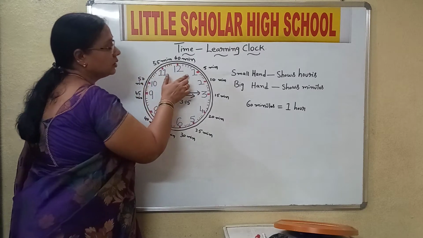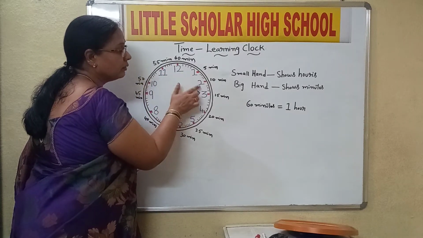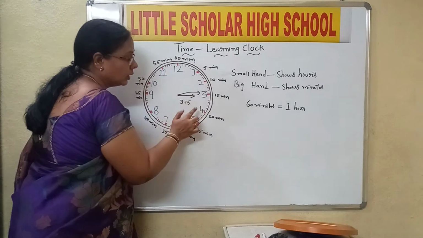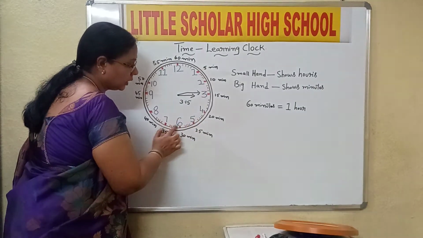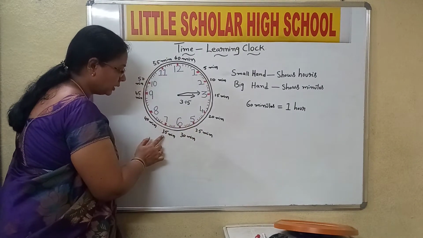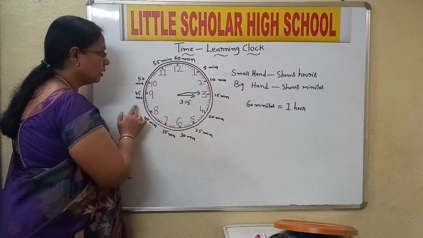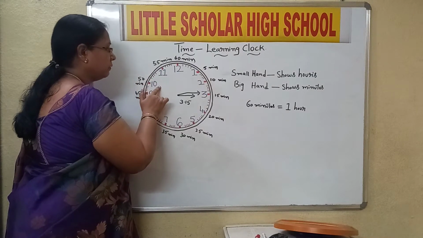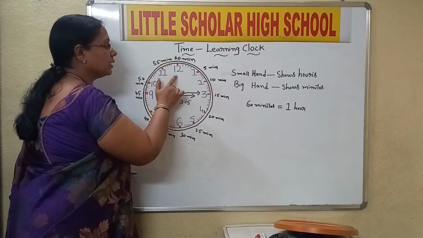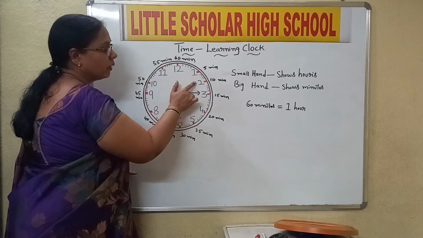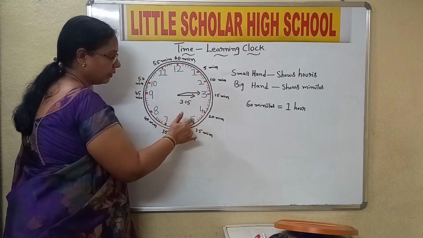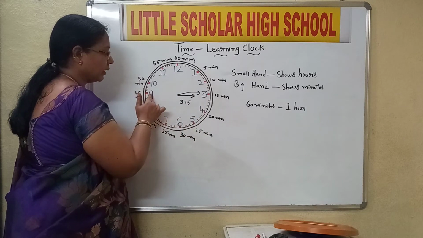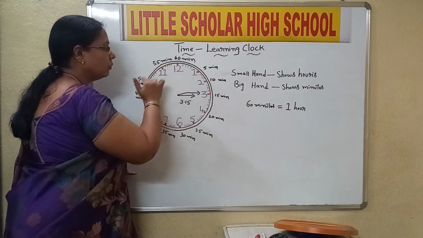See children, this is 5, 10, 15. This is 1 quarter. 20, 25, 30. This is 1 quarter. 35, 40, 45. 1 quarter. 50, 55, 60. 1 quarter. Okay. 1, 2, 3. 1 quarter. 4, 5, 6. 1 quarter. 7, 8, 9. 1 quarter. 10, 11, 12, 1 quarter.